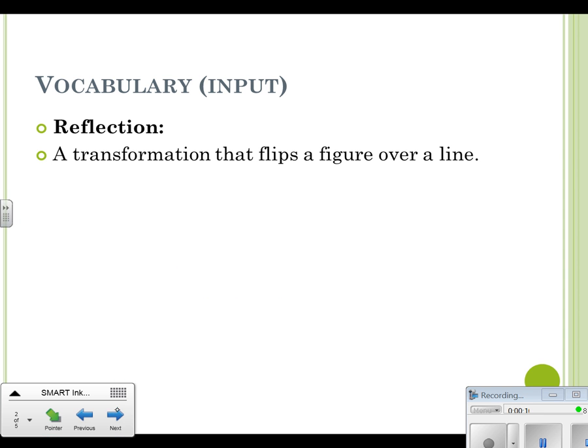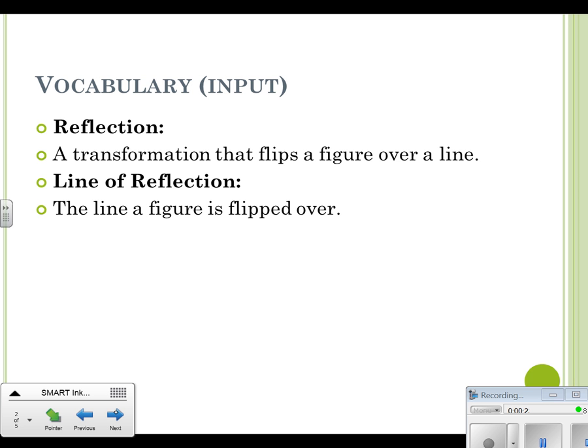A reflection is a transformation that flips a figure over a line. The line of reflection is the line a figure is flipped over.